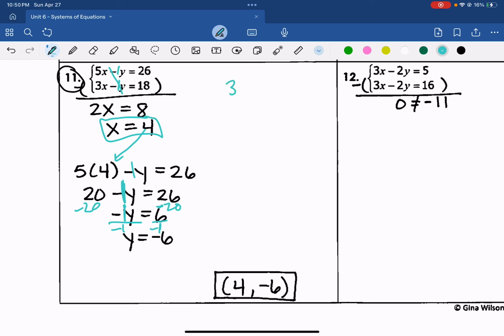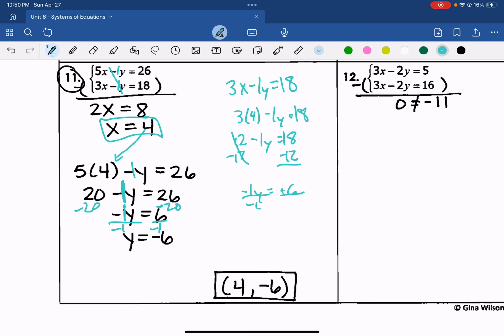If you plugged in the other one, you get 3x minus 1y equals 18. Plugging in that 4, I would get 12 minus 1y equals 18. And subtracting 12 on both sides, I get negative 6, or positive 6, I mean. And divided by negative 1 to get that negative 6, like they did. Okay, either way, you'll get that negative 6, so (4, -6).